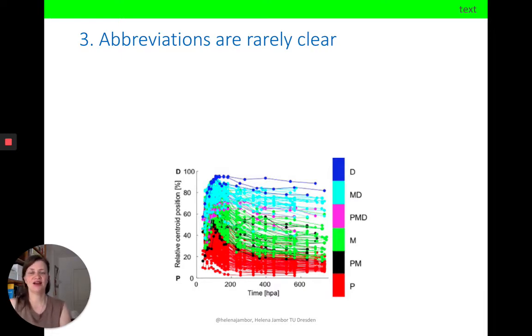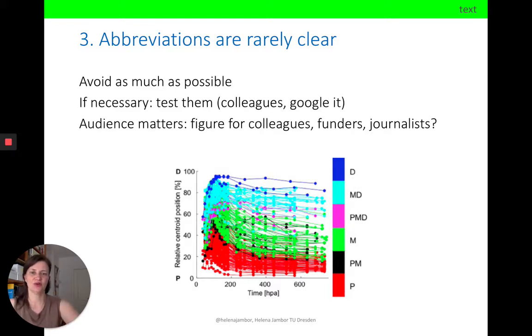Similarly, there are very few abbreviations that are so common that you should be using them without explanation in a manuscript or in a figure. If you do use abbreviations, test them beforehand. You can do this by testing them with colleagues: find 10 random people in your department and ask them if they know the abbreviation. If not a single one of them can tell you what it actually stands for, do not use it.